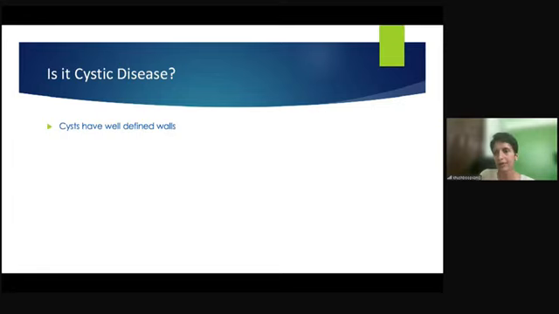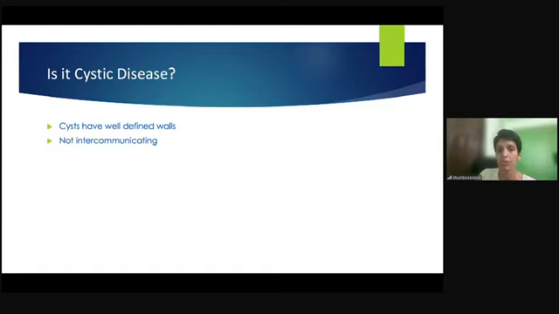When we start with the first question, when we are looking at cysts within the lungs, it is very important first of all to be sure that what you are dealing with are true cysts, and hence a cystic lung disease, versus just dilation of air spaces due to some other pathologies. How do we call it a cystic disease or call them true cysts? The first and foremost thing is that the cysts have well-defined walls.